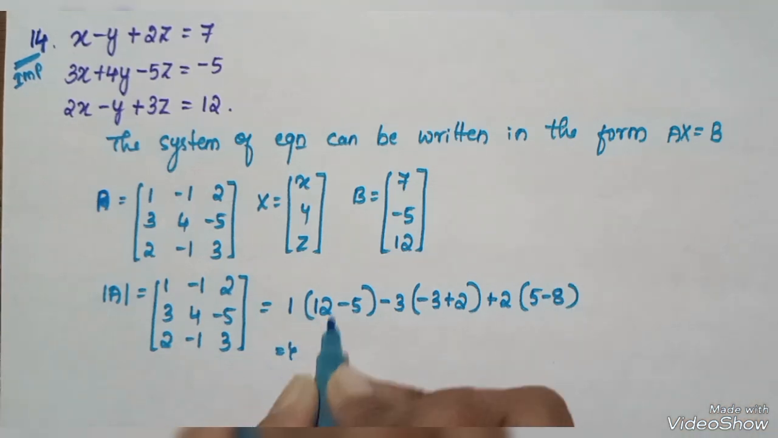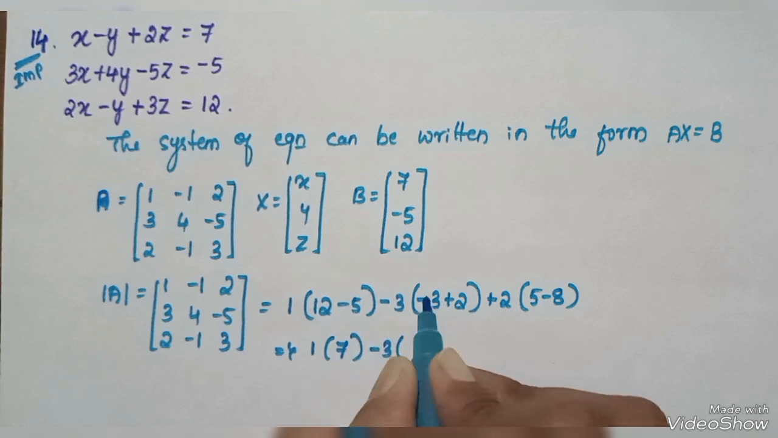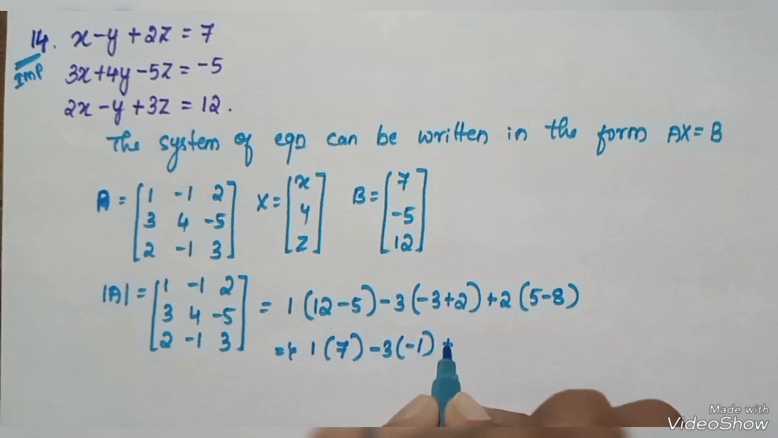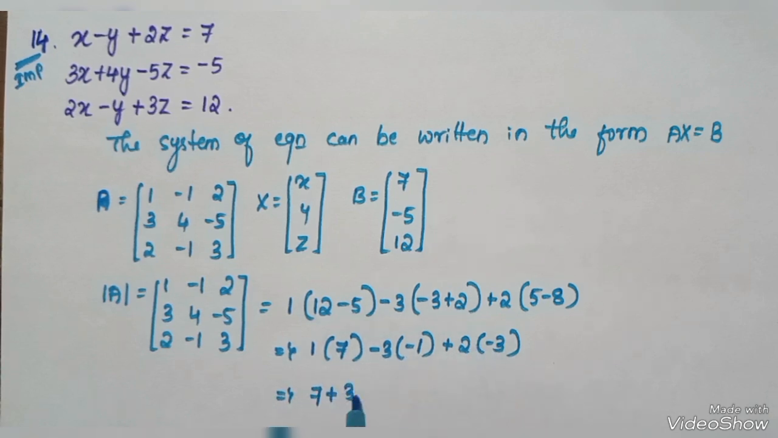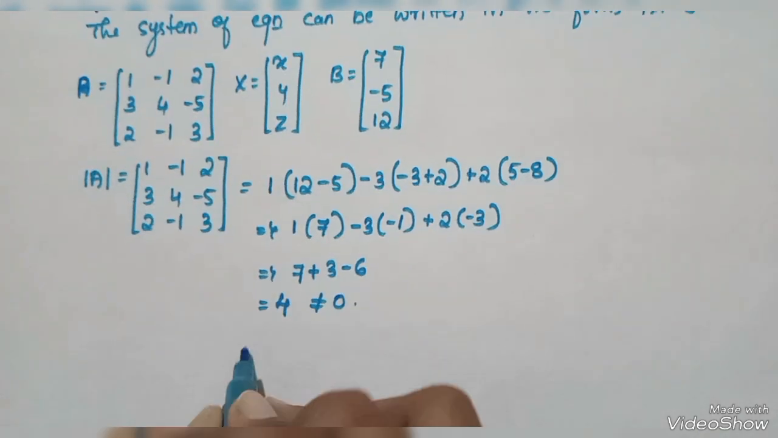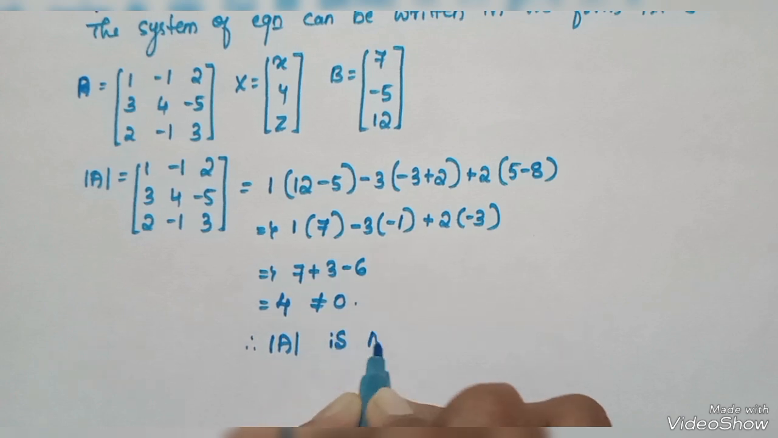Okay, 1 into 12 minus 5, that is 7, minus 3 into minus 3 plus 2, minus 1, plus 2 into 5 minus 8, minus 3. Therefore 7 minus 3 into 1, plus 3, 2 3s are minus 6. Okay, 7 plus 3 is 10, 10 minus 6 is 4, which is not equal to 0. Therefore determinant of A is non-singular.